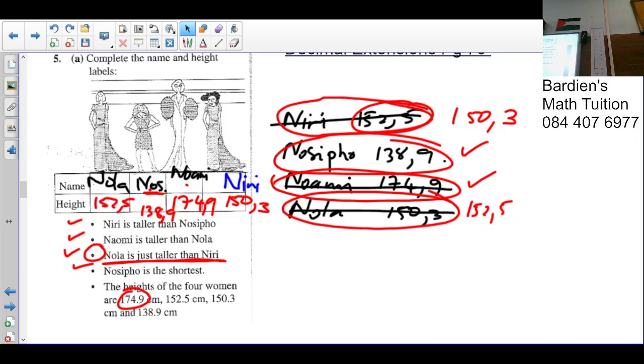I want you guys to do skill 1 to skill 4. It's on page 75. It's a diagnostic test on percentages. Page 75. Okay, so you guys know what your homework is, no?